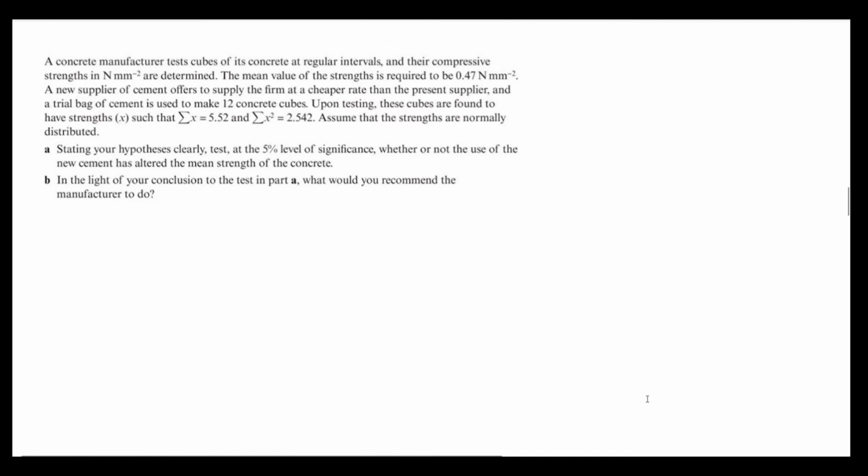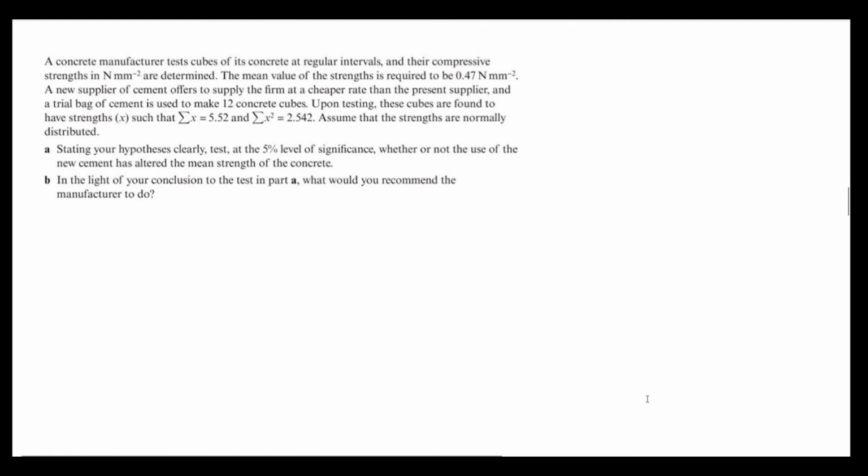Okay, reading through. A concrete manufacturer tests cubes of its concrete at regular intervals, and their compressive strength in newtons per millimeter squared are determined. The mean value of the strengths is required to be 0.47. Any lower than this, and it's a problem. A new supplier of cement offers to supply the firm at a cheaper rate, okay, so they're going to be getting a deal on the price, than their present supplier, and a trial bag of cement is used to make 12 of the concrete cubes.